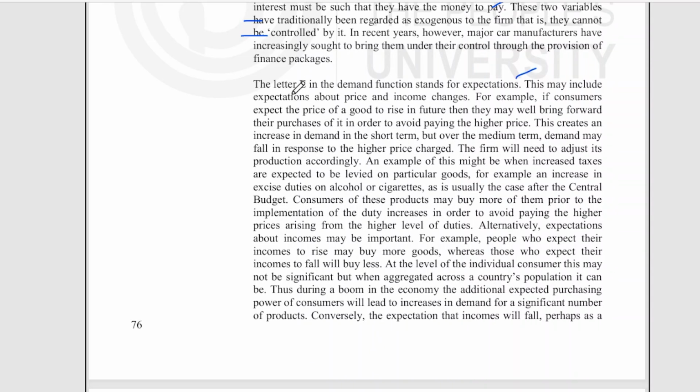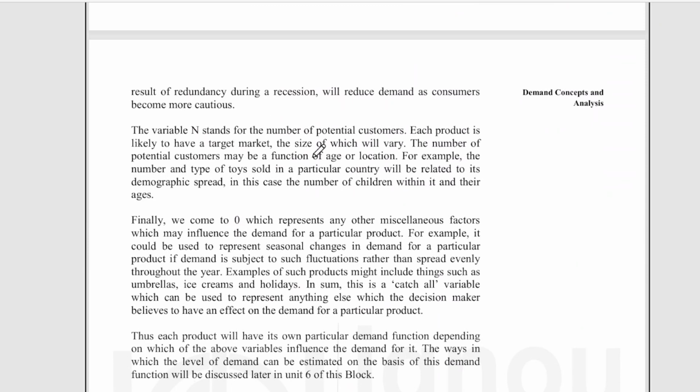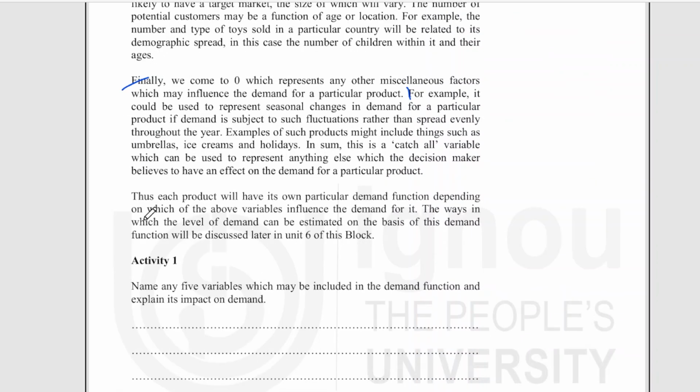Okay, this may include expectations about price and income changes. Example is here, please go through it. And the variable n, and each variable have their own functions. Okay, number of potential customers. And finally we come to zero, which represents any other miscellaneous factors which may influence the demand for a particular product. Okay, and thus each product will have its own particular demand function, depending on which of the above variables influence the demand for it.